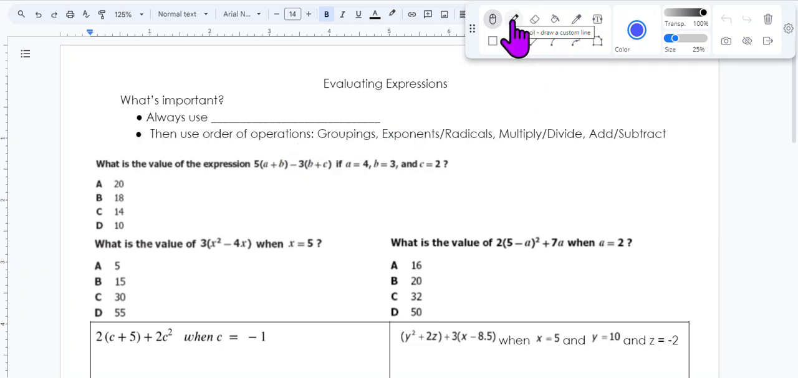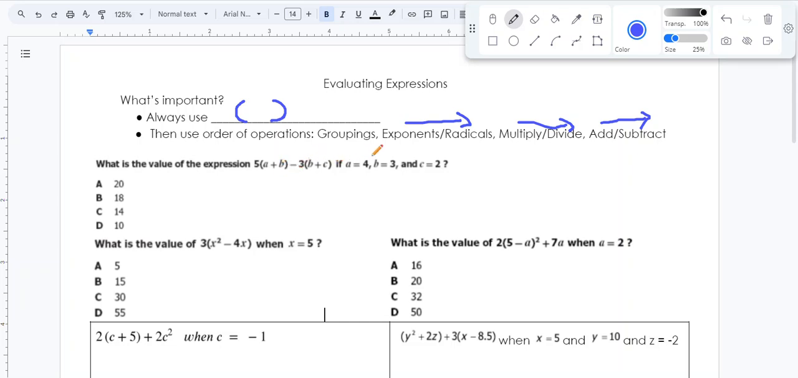Okay, so let's start with this. So when we're evaluating expressions, we always want to use parentheses. We always want to substitute with parentheses. So we're going to remove the variable and plug in with parentheses, okay? And then after that, we're going to use the order of operations. So remember, groupings first, and then exponents and radicals from left to right, multiply and divide from left to right, and add and subtract from left to right.